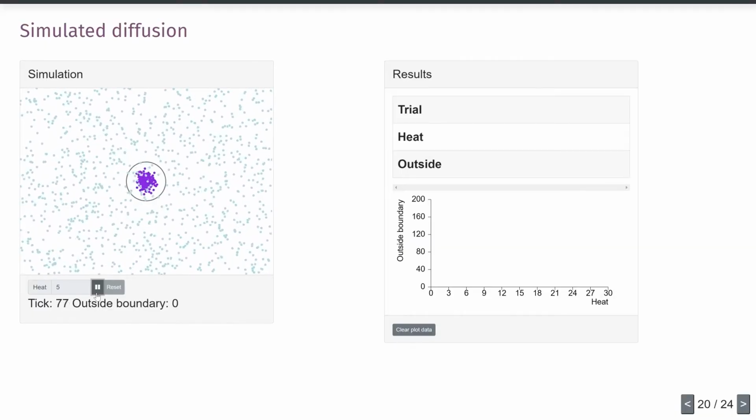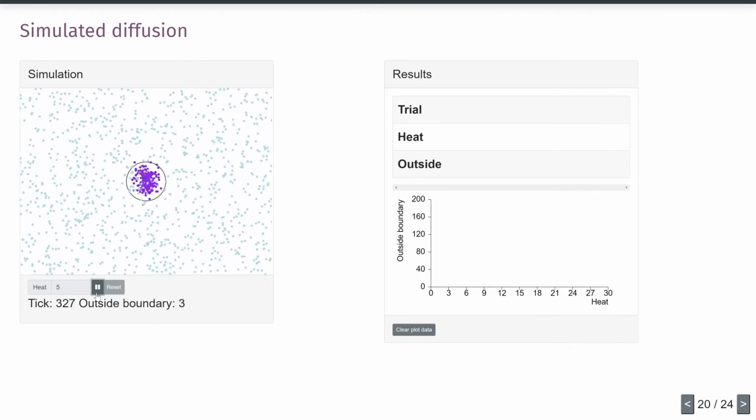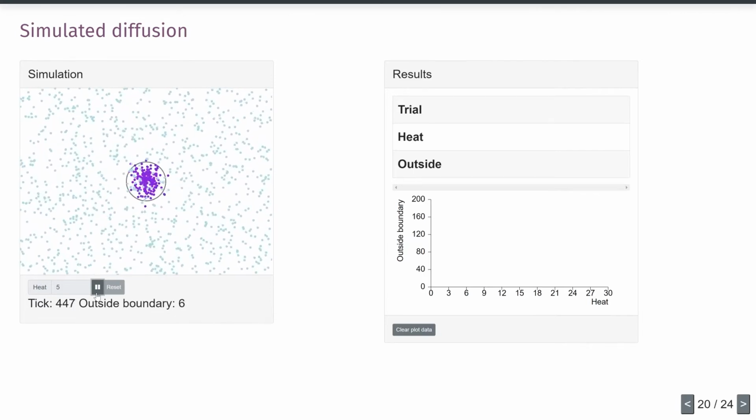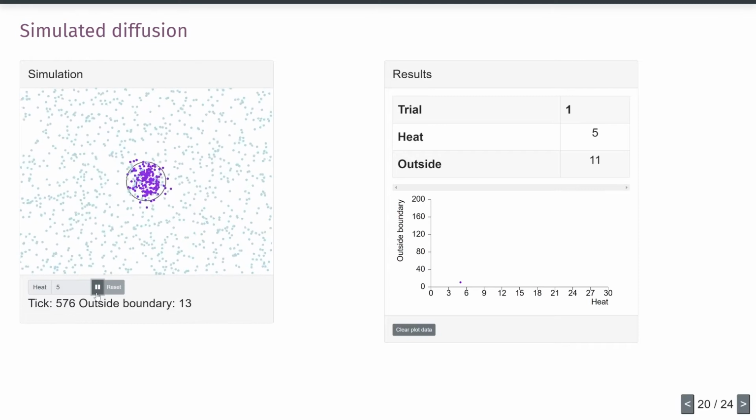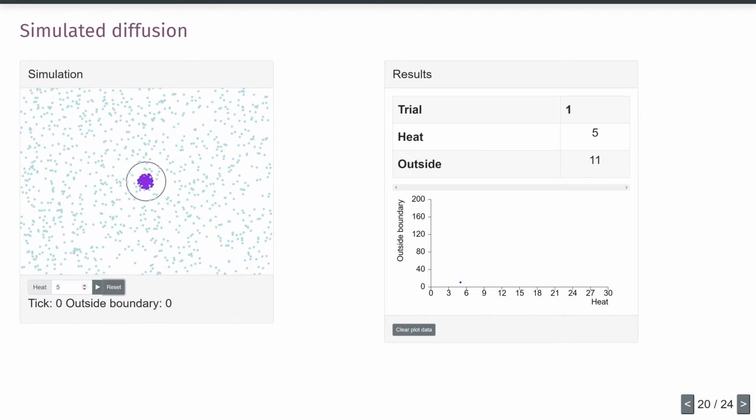If I'm confident that the random movement of particles is what's creating diffusion, then one of the things I might want to do is take that theory and put it into a computer simulation or a model and play it forward to explore its ramifications. Now, this isn't the same as doing an experiment.